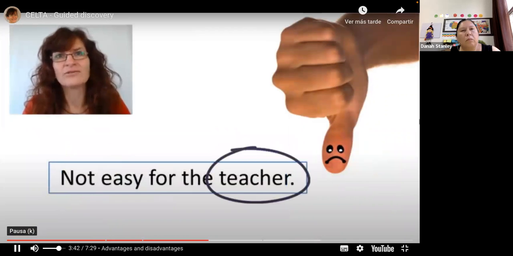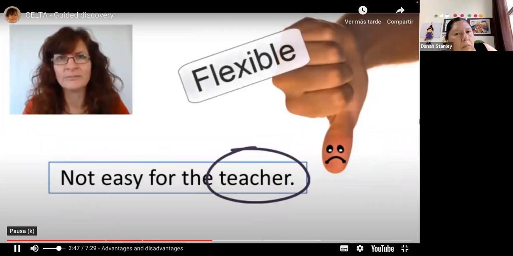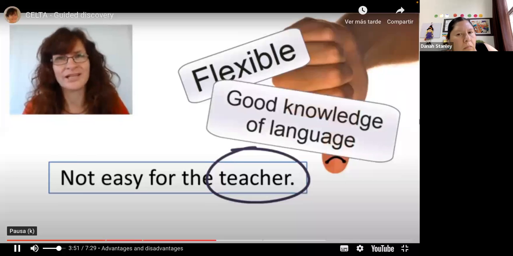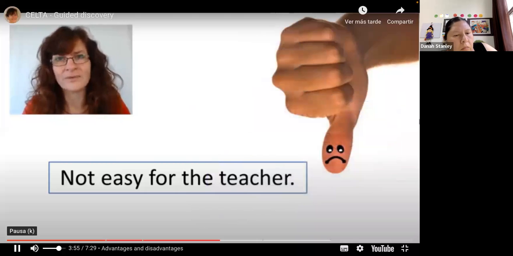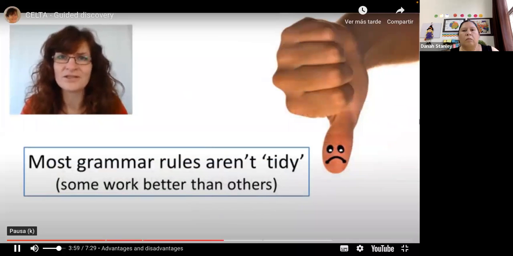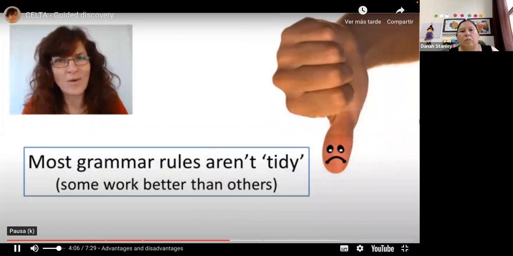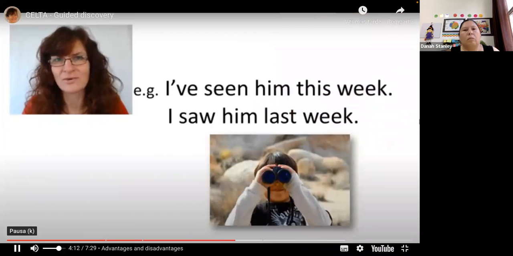It's quite demanding for a teacher. So you have to be quite flexible, you have to have a good knowledge of language yourself, and you have to be able to find good examples that work well for this. So it is quite demanding on the teacher. The other potential big problem is that some grammar rules just aren't that tidy. Some work really well with this approach, but some just don't. So let's have an example to show you what I mean.